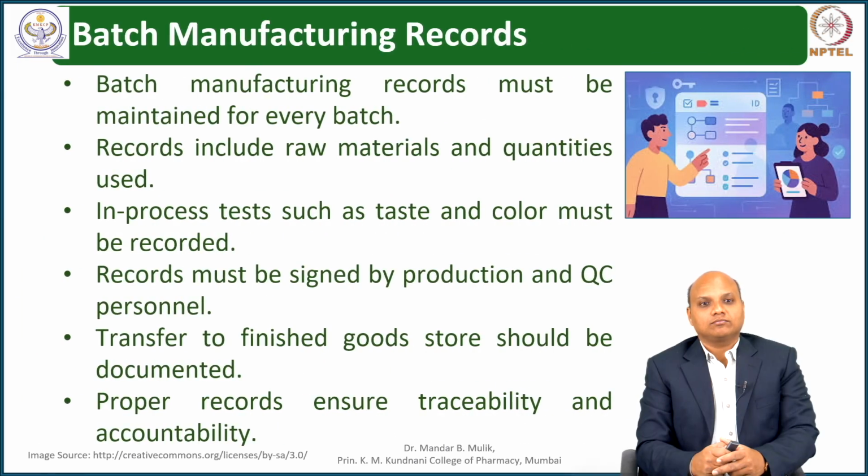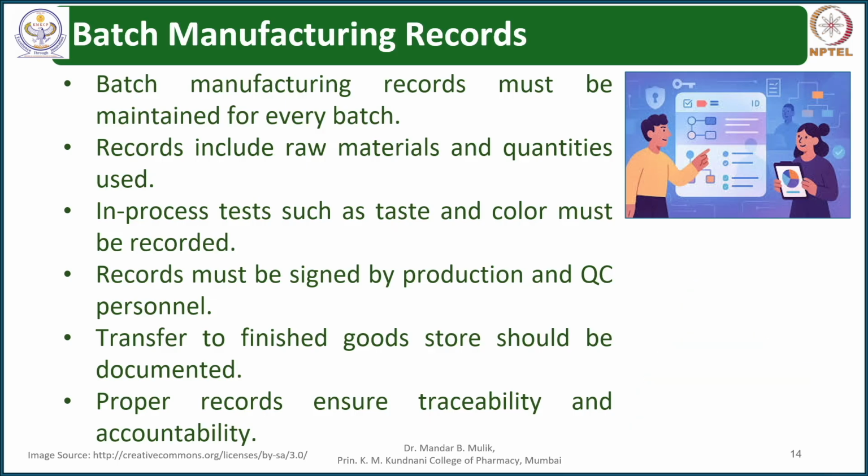Batch manufacturing record. A BMR must be maintained for every batch. The record includes raw materials and quantities used for preparation of a particular batch. In-process tests such as taste and color must be recorded in the BMR. Records must be signed by production and QC personnel as designated. Transfer to the finished goods store should be documented in this BMR. Proper records ensure traceability and accountability of the production.